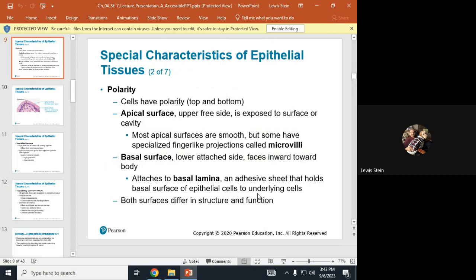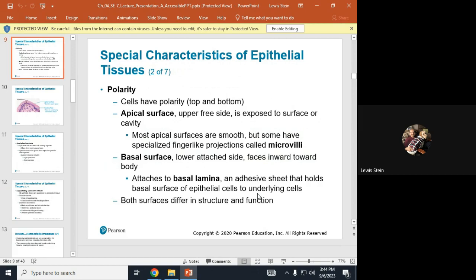Okay, so the upper or free side is exposed either to the surface, like out of your skin, or the lining in your mouth, or the lining in your gut. You might not think of that, but it's in a cavity. Okay? The lining in a blood vessel. That's inside your body, but certainly it's exposed to an opening that, relatively speaking, is hollow. So we have a lot of those hollow tubules for respiratory, for blood supply, genitourinary. Okay? So most times they're smooth.